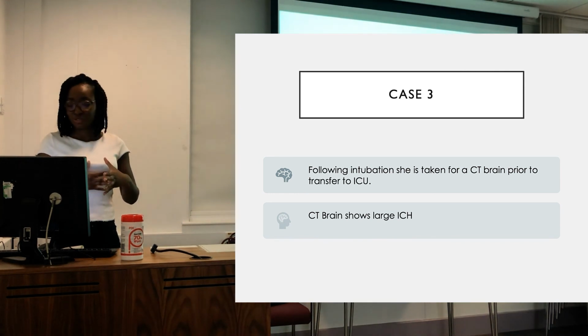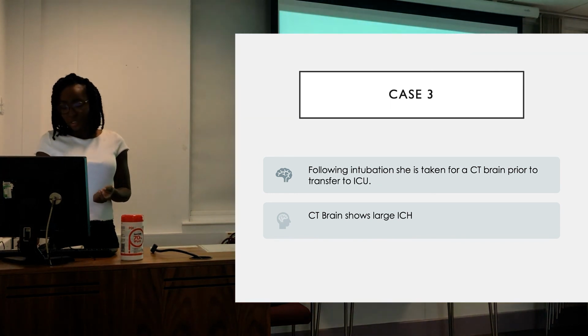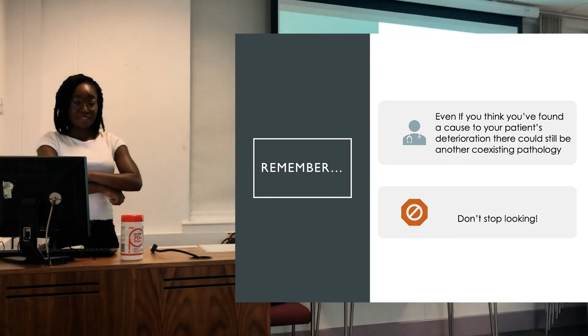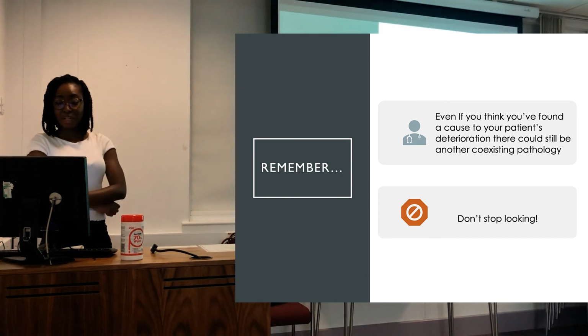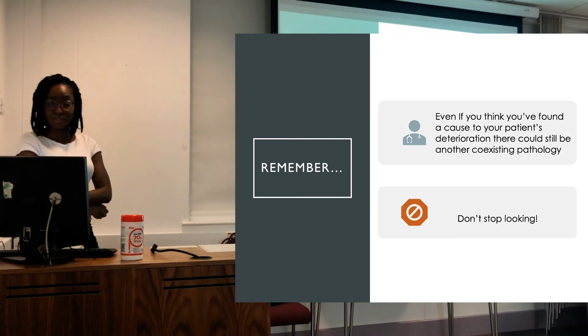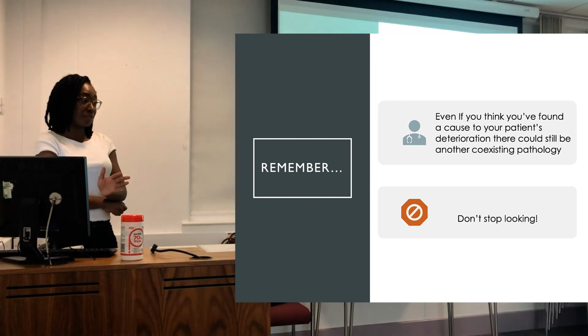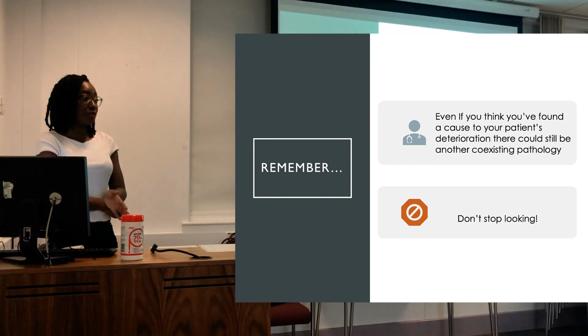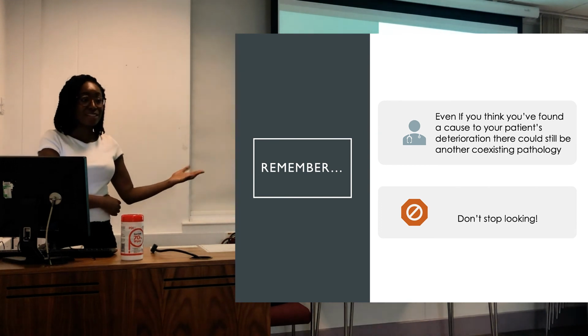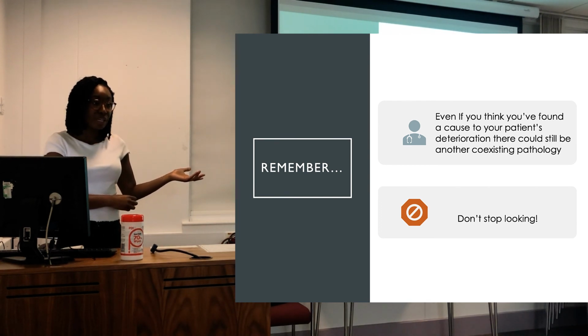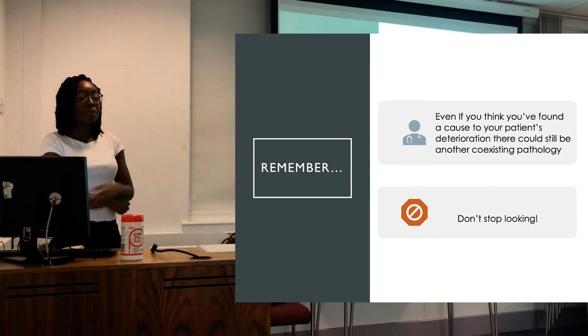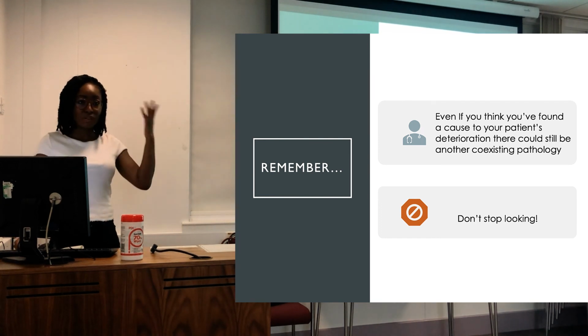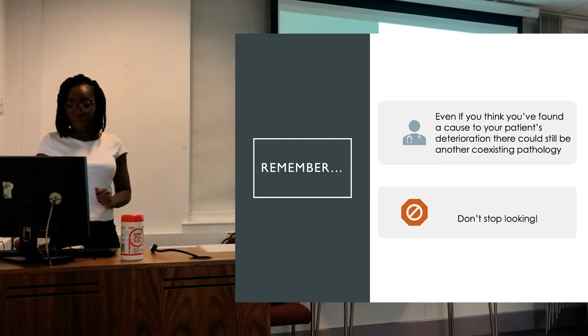So following intubation, she's taken for a CT brain prior to transfer to ICU, and her CT brain showed a large intracranial hemorrhage. So the point of this case was just to remind you that even if you think you found a cause of the patient's deterioration, there can always be coexisting pathology. So make sure you don't stop looking, keep looking. Especially in this case, it's so easy just to blame it on the morphine and keep giving naloxone, but she wasn't improving, so they made sure they got the CT head and they found out what was going on.